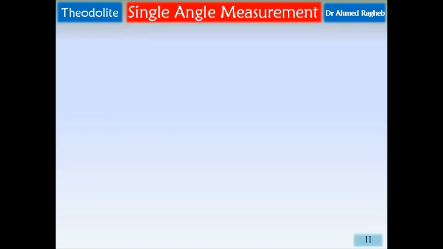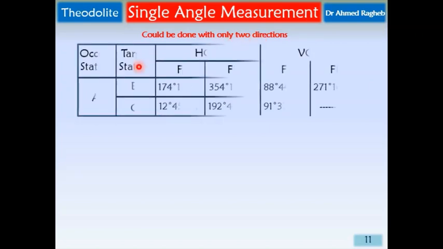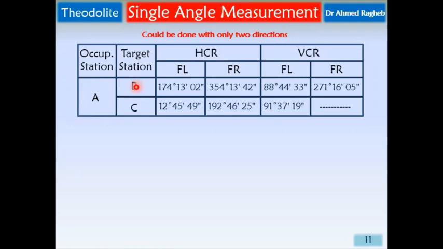In the theodolite, we have 2 methods of measurement, or 2 modes of measurement: the single angle method and the closing horizon method. We'll start with the single angle measurement. Say we have only 2 directions, then we'll occupy point A, target at point B, take the measurements in the same sequence, HCR, VCR, face left, then go to point C, take the HCR and VCR face left, and then turn at point C from face left to face right and go back in the other direction. If you went clockwise in face left, then anti-clockwise in face right.